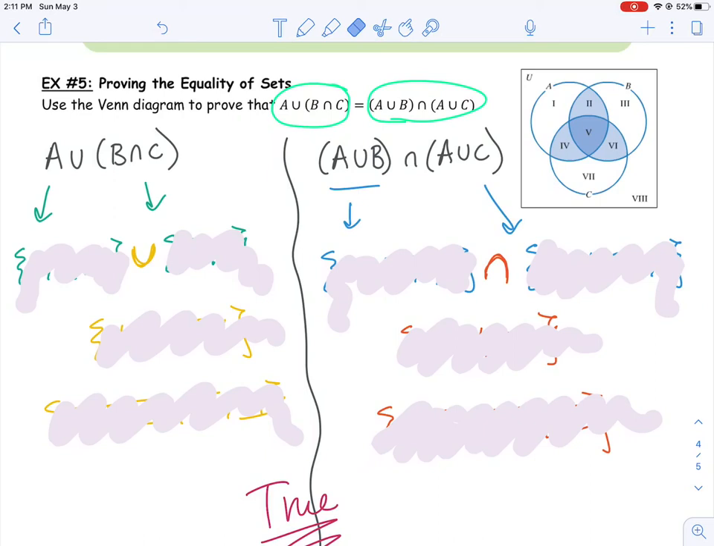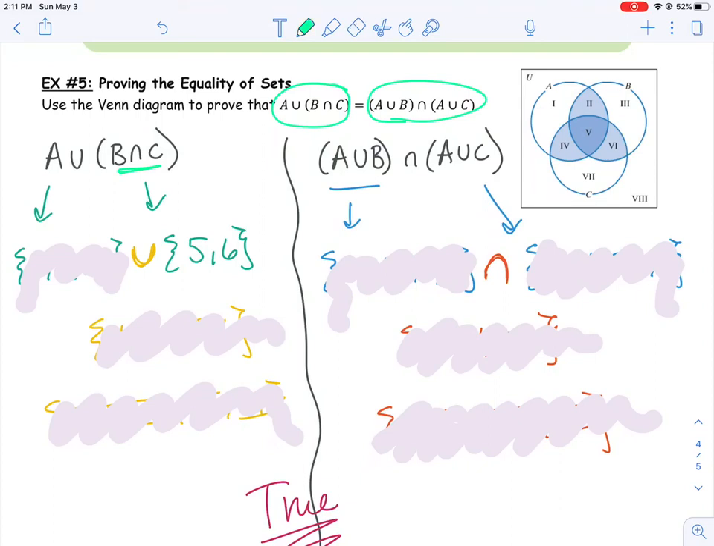All right, over on the left side, I see parentheses, so I'm going to do inside the parentheses first. I have the intersection of B and C, which would be 5 and 6, and I used numbers instead of Roman numerals. I hope you're okay with that. I started getting confused with all the little V's and the little ones, so be careful.